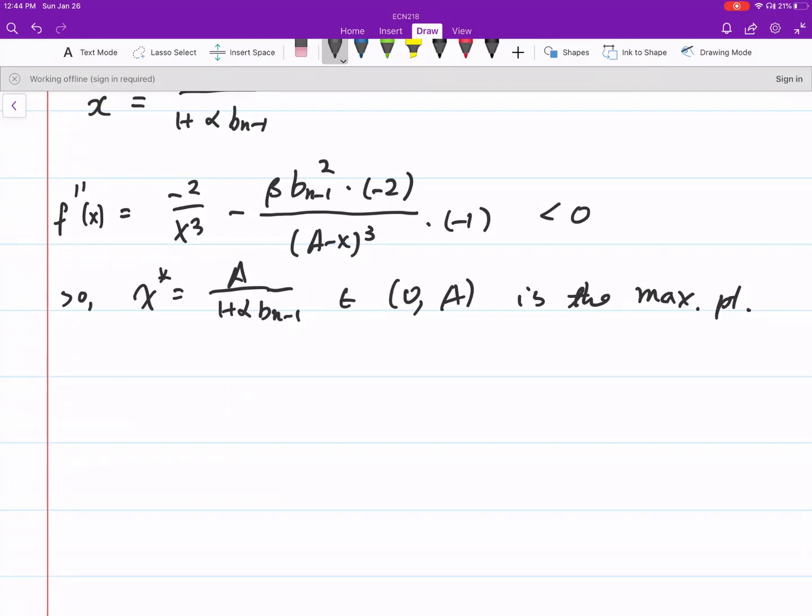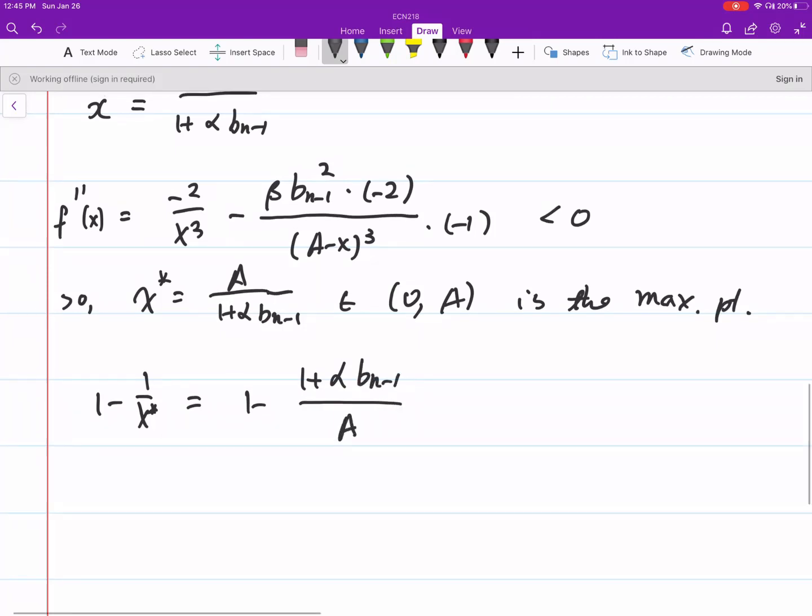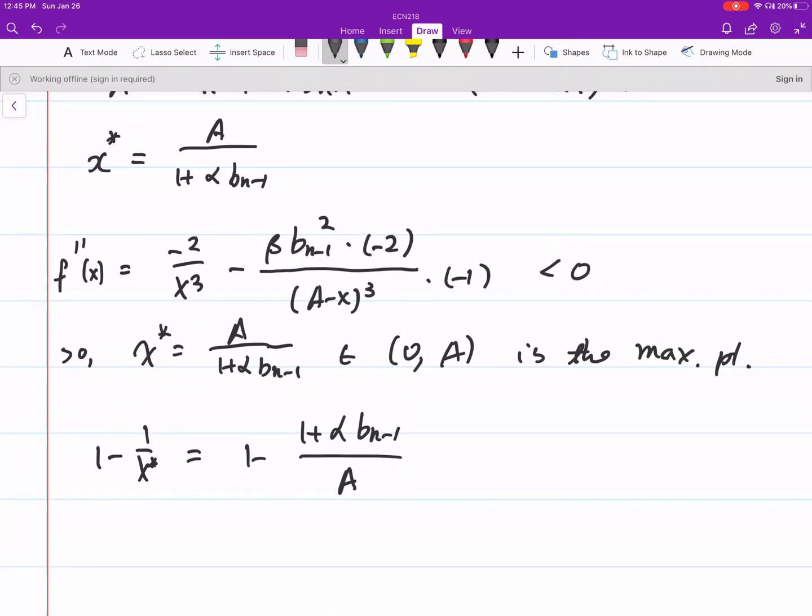Now we're going to plug it in again. What we have here is 1 minus 1 over x. This is the first term, and it is going to be 1 minus 1 plus alpha Bn minus 1 over A. We still have the second part. Let's do that part carefully. What's going to be beta times Vn minus 1 of A minus x?